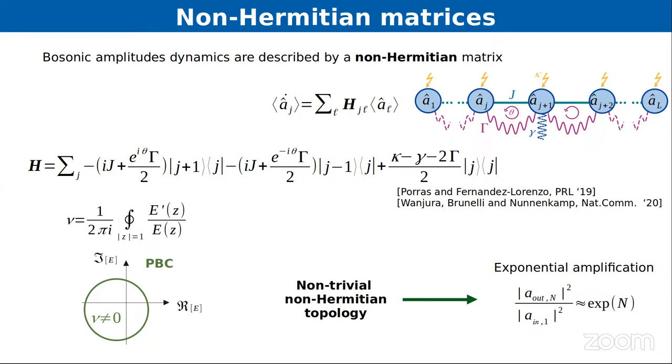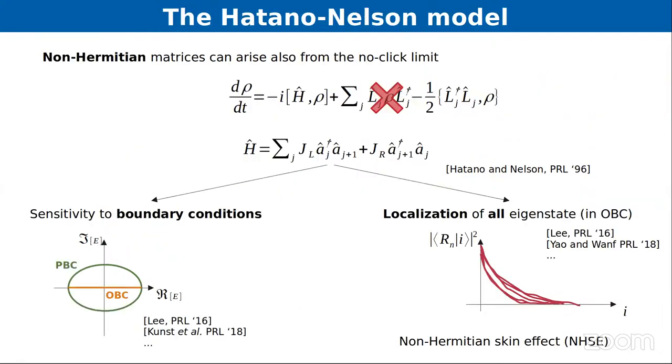Now, non-Hermitian matrices also arise in a slightly different setting, which is the no-click limit of the Lindblad master equation, where one can basically neglect the jump term and obtain dynamics that are described by a non-Hermitian matrix. This describes a single trajectory among the exponentially many that are possible, the one where no click ever occurs.